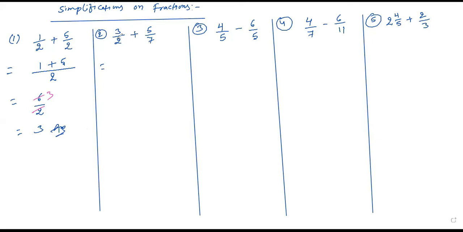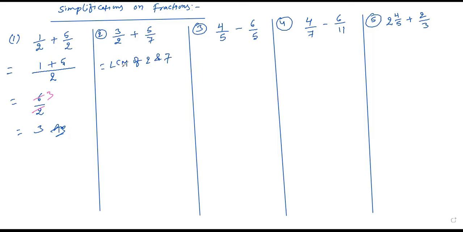Now number 2. In this question, we can see the denominators are different in both fractions. Denominators are not common. So in that case, we have to make the denominator common by taking the LCM. Without making the denominator common, we cannot solve the question. If the denominators are not common, we have to make them common. Then only we can solve the question. So here both denominators are different, so we have to take the LCM of both the denominators. So LCM of 2 and 7.